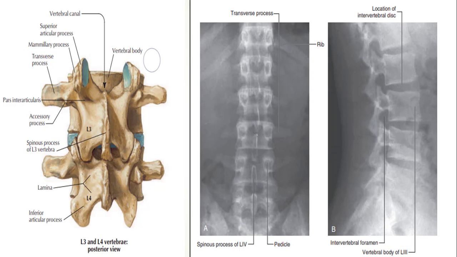This is an X-ray of the lumbar vertebrae. Here is the transverse process. Here are the pedicles, spinous processes in the middle, intervertebral foramen, intervertebral disc, and vertebral bodies.